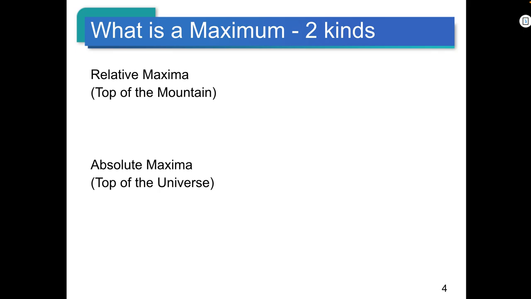There's also an absolute maximum, which means absolute means the top of the universe. So for at least that function, that's the very highest point of all time. So it could be infinity if it shoots off to infinity, or it could be just the highest point that's in the graph. So it could have a limit, or it could go to infinity. Okay, but there's nothing higher than it. Nothing. Because if that was higher, then that would be the absolute maximum.